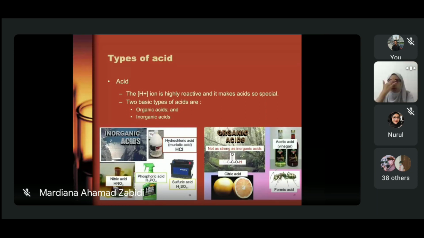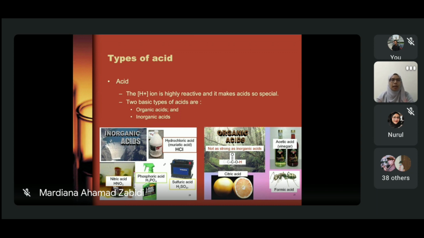So for inorganic acid, for example we have hydrochloric acid, sulfuric acid, phosphoric acid and nitric acid. These are the acids. I don't know if you have encountered concentrated sulfuric acid or concentrated HCl, but these inorganic acids are very dangerous because they are corrosive. You all know that, they are very corrosive, dangerous, and some of them are highly flammable.